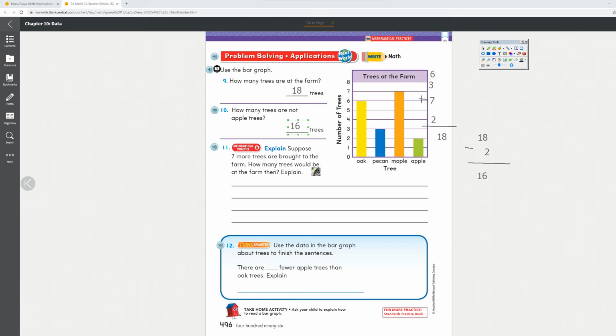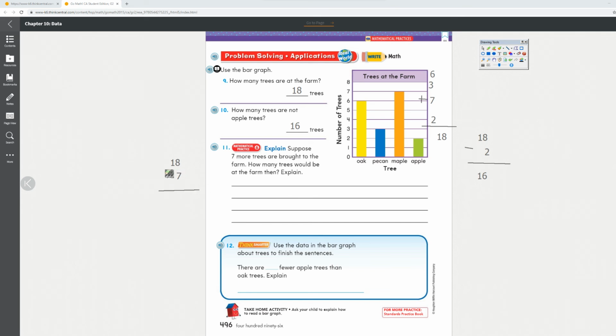Number 11, suppose 7 more trees are brought to the farm. How many trees would be at the farm then? Explain. So for this question, they're having you imagine that 7 more trees are being added to this graph here. 7 more are being added, and we're imagining that happen. So how many trees would there be at the farm at that point? So we know that there are 18 right now, because we answered number 9. It says there are 18. So we have to add 18 plus the 7 new ones.